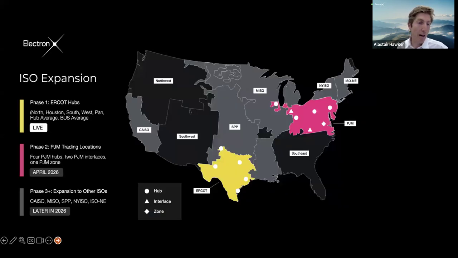And finally, in terms of our ISO coverage and our ISO expansion, we are currently live in ERCOT and PJM. ERCOT we launched officially hub-wide in early February, and in PJM we just launched our PJM products last week. We're planning to roll out MISO and CAISO this summer, and get to SPP, New York, New England later in the year, hopefully all by the end of the year. That's it for me. Thank you.